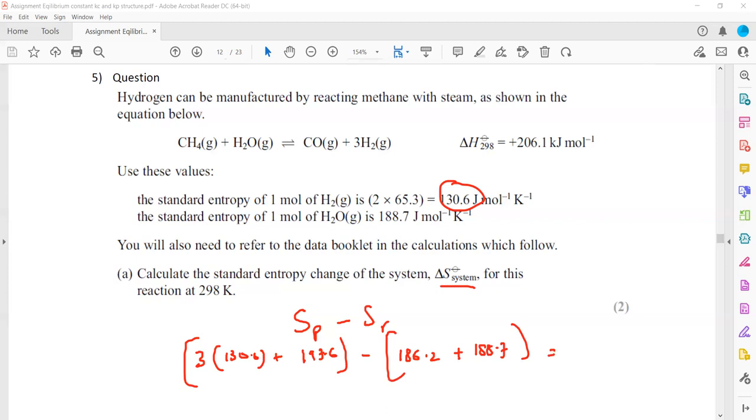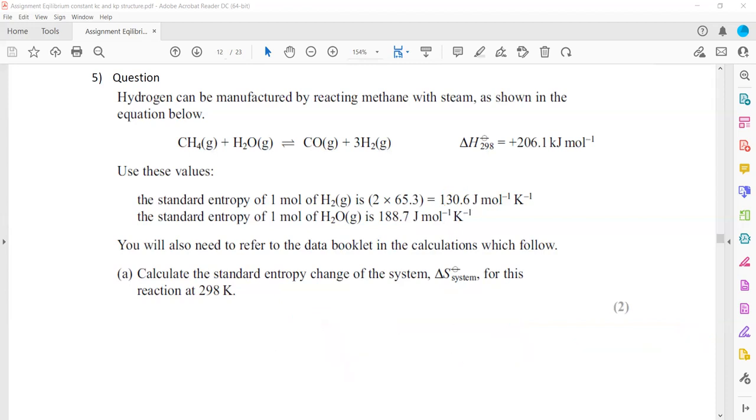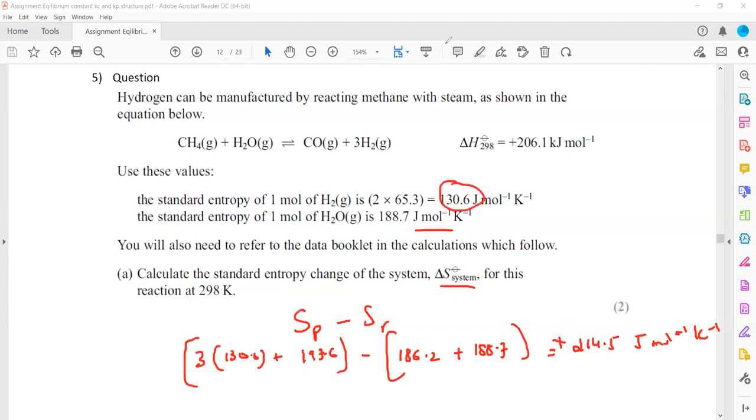When we simplify, we'll get the answer 214.5, but that is in joule per mole per kelvin, because the values here are given in joule per mole per kelvin. Then we divide by 1000 to convert into kilojoule, or you can write it in this manner. That's also fine. The sign is important. The entropy change for this system is coming out positive, so you have to write a positive sign. Don't skip it, because entropy change can be positive or negative, so you should mention that it is positive.